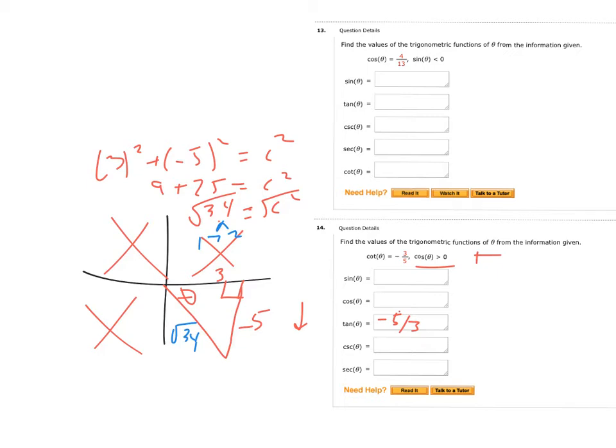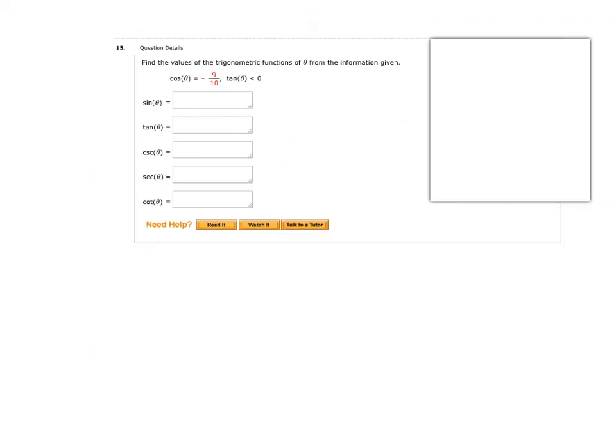All right, so my sine then would be opposite over hypotenuse. That's -5 over radical 34, and you can just leave it like that. My cosine would be adjacent over hypotenuse, so that's +3 over rad 34. And then my cosecant is flipped over sine, so that's -rad 34 over 5. And my secant is rad 34 over 3, which is just a flipped over cosine. All right, number 15 is really the same as the previous question, so I'll let you guys try that out.